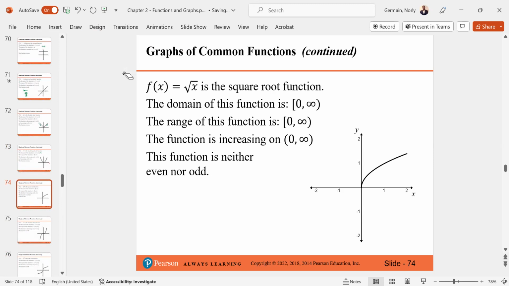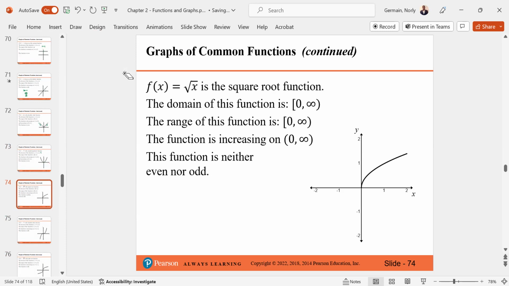square root function. For the square root function, the domain is 0 to infinity and the range is 0 to infinity, because we would never go negative, as you cannot take the square root of a negative number to obtain a real number. The function is increasing, so it's not decreasing. It only continues to increase.